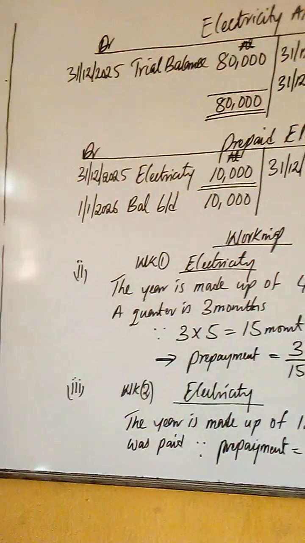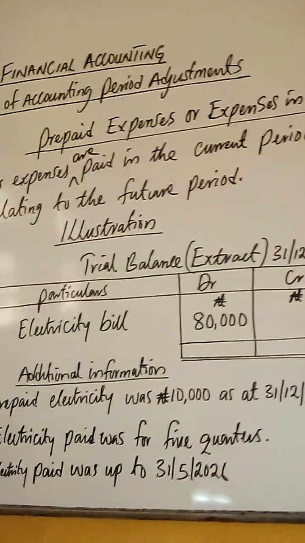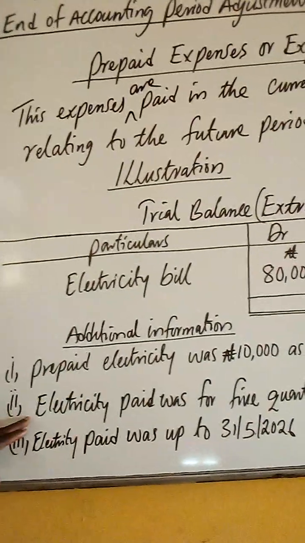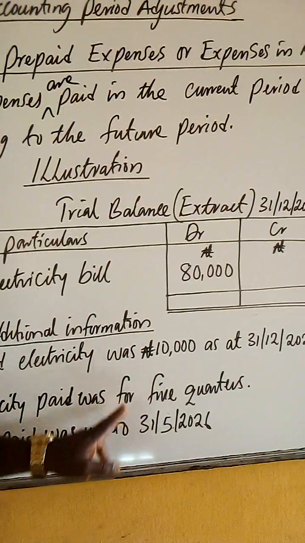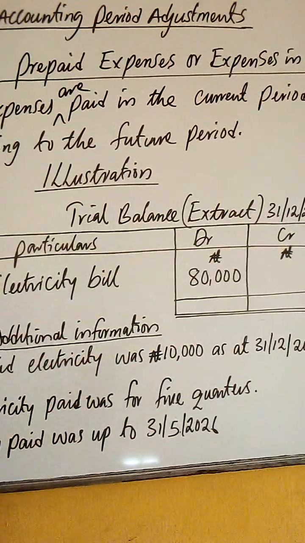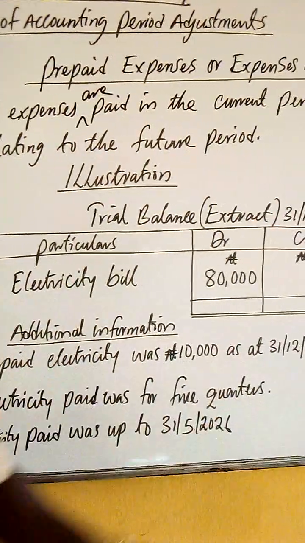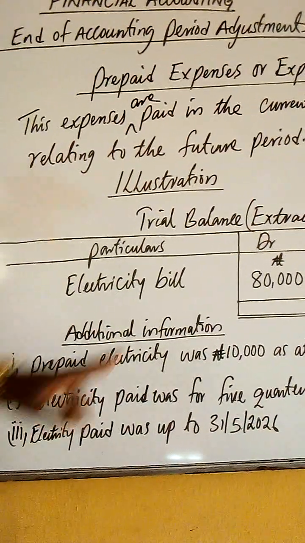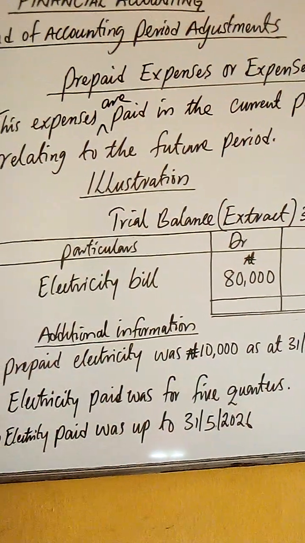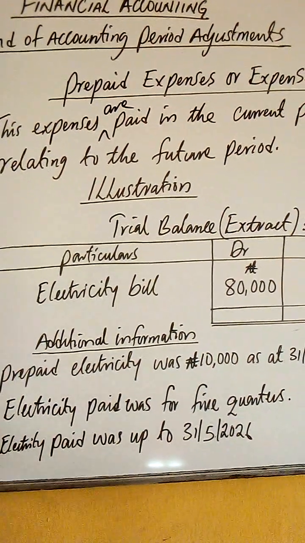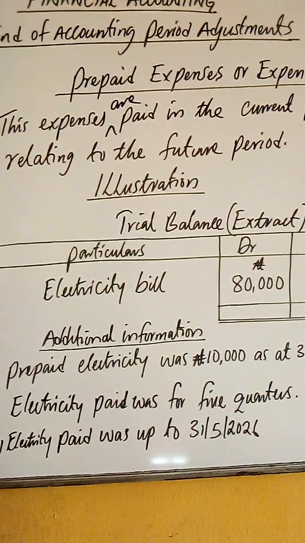Let's quickly look at the next scenario, how prepayment can also appear. Look at this one. Here we are saying electricity paid was for 5 quarters. First, you have to understand that the amount is not given, but I say electricity paid, meaning the amount that was paid that appeared in the trial balance was for 5 quarters. It means it is more than a year. So the excess is considered as a prepayment.